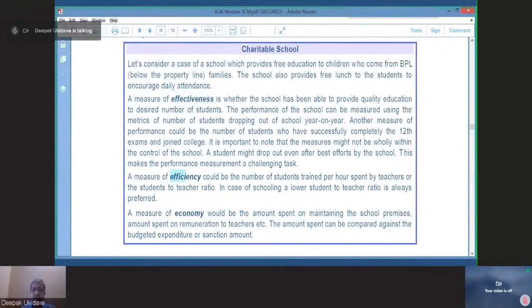Then we have efficiency. Efficiency could be the number of students who are trained per hour spent by the teachers. For example, right now the live streaming of the session is going on. So we do not know, maybe initially hundreds of students log on, and thereafter it gathers momentum, gathers interest, and a large number of students may also join. So how many students are you catering to per hour spent by the teacher? Particularly if it is a physical class, it matters. In an online class, the student-teacher ratio does not matter to a large extent. What is this ratio? Student to teacher ratio is the number of students attended by one teacher.